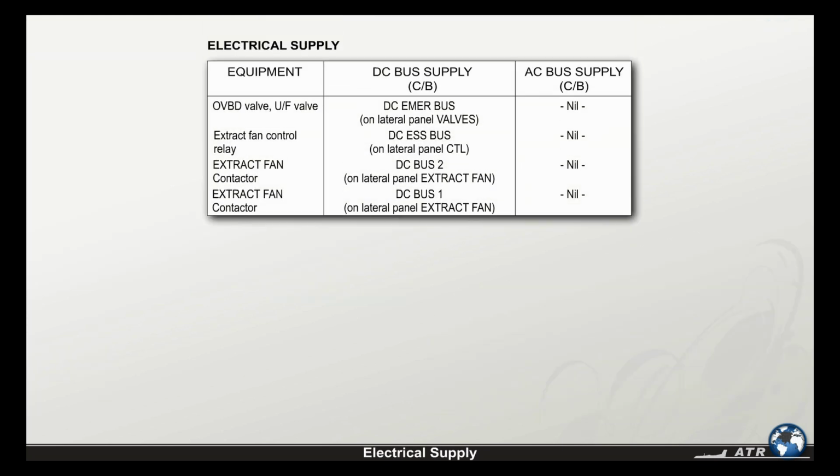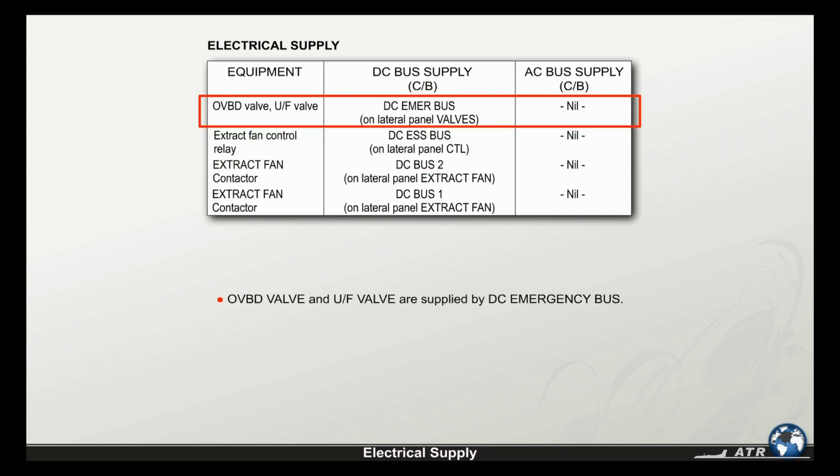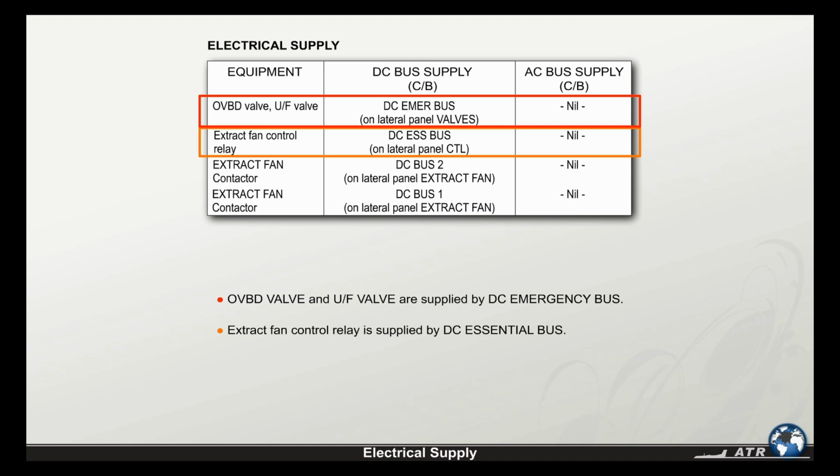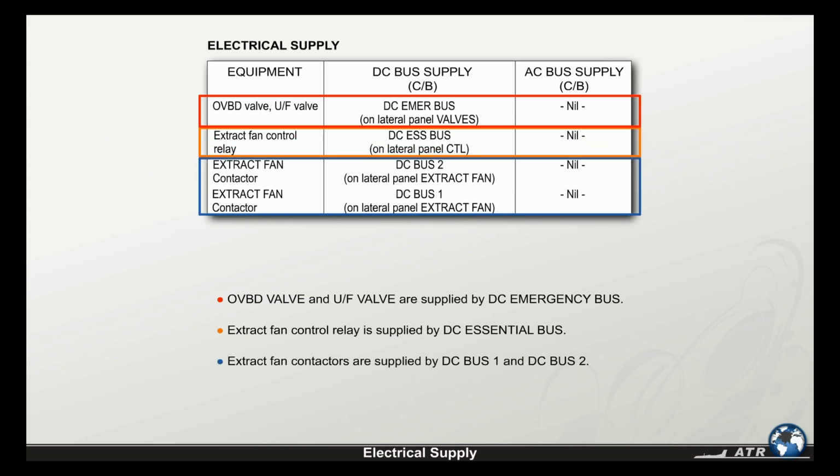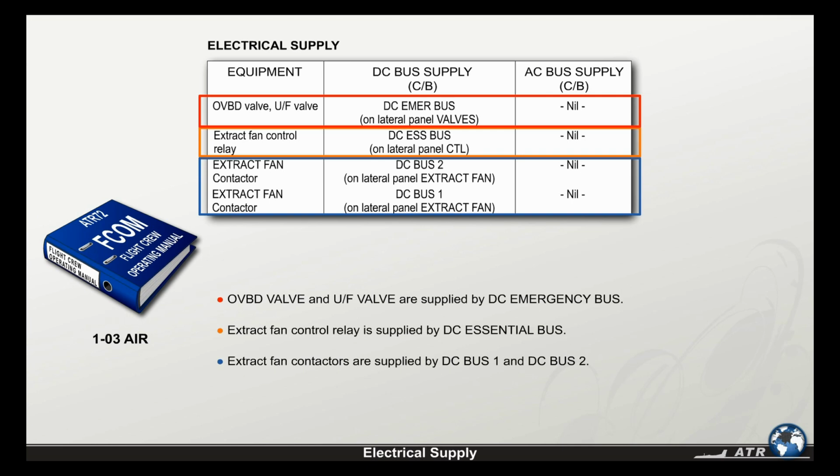Now, let's look briefly at the electrical supply of the equipment related to the ventilation system. The overboard valve and the underfloor valve are supplied by the DC emergency bus. The extract fan control relay is supplied by the DC essential bus. The extract fan contactors are supplied by DC bus 1 and DC bus 2. For a complete list of the electrical supply, refer to the FCOM chapter Air.